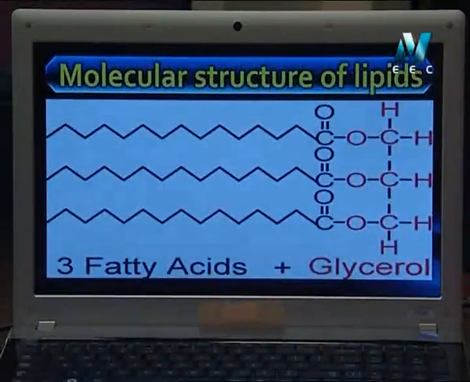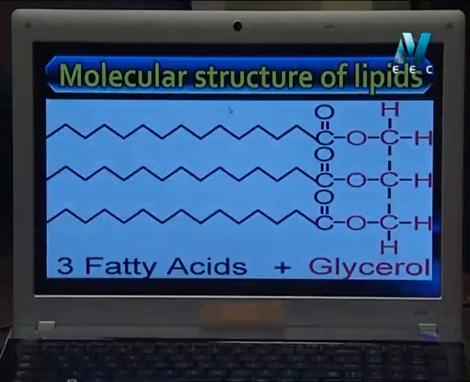We'll discuss together the molecular structure of lipids. Lipids are formed of 3 fatty acids and glycerol; each lipid contains 3 fatty acids. Look at the glycerol here. The glycerol contains 3 OH. What is meant by OH? This is a hydroxyl group. So the glycerol contains 3 OH, or hydroxyl groups.